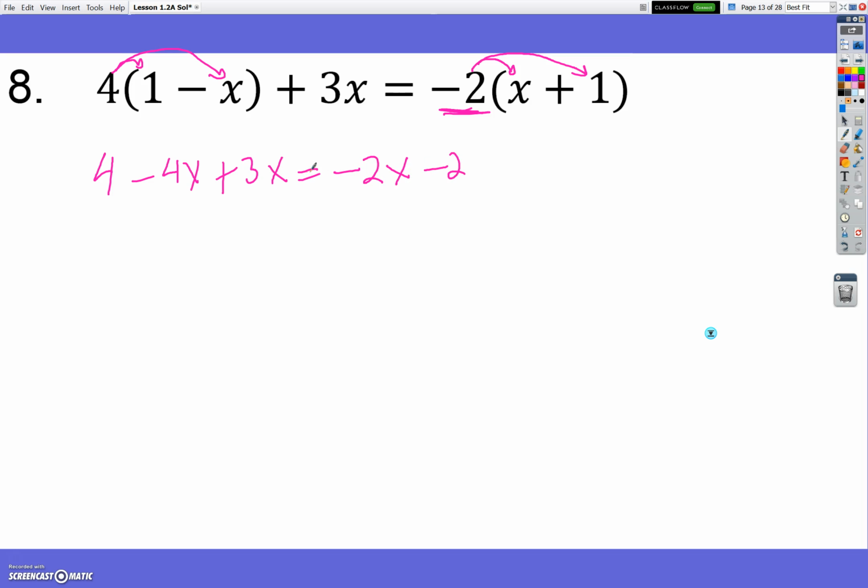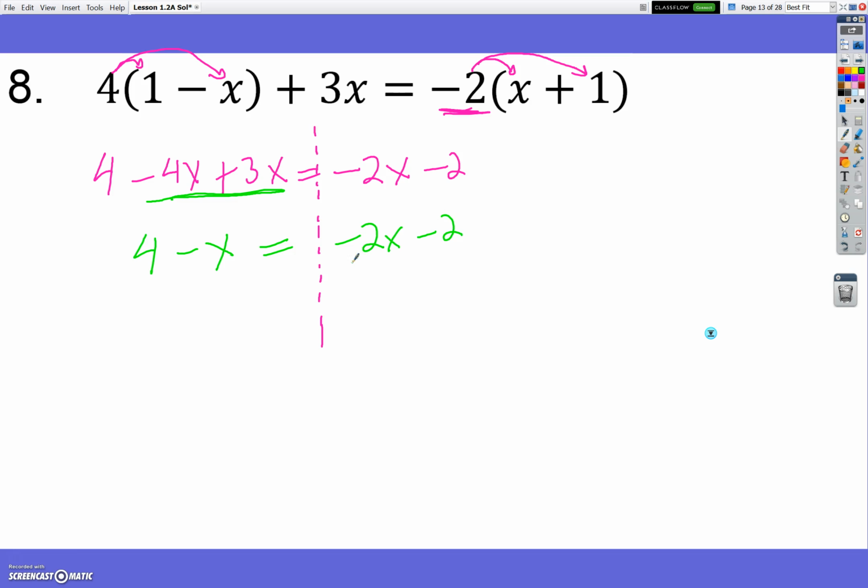So now when we have this, we're trying to get all the variables on one side, and we're going to try to get all the numbers on the other side. So we're going to try to keep the x's positive. So before I begin that, what I'm going to do is combine like terms. This will give me 4 minus x is equal to negative 2x minus 2.